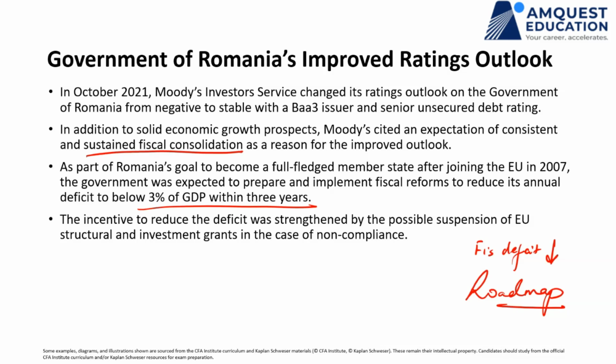The incentive to reduce the deficit was strengthened by the possible suspension of EU structural and investment grants in the case of non-compliance. So in this case, specifically if you talk about Romania, the EU will stop providing any investment grants and structural grants if you don't comply with European Union policies. But overall, this is how an outlook will look. Generally, a lot of these rating outlooks are published by credit rating agencies and help you understand what an economy is doing.